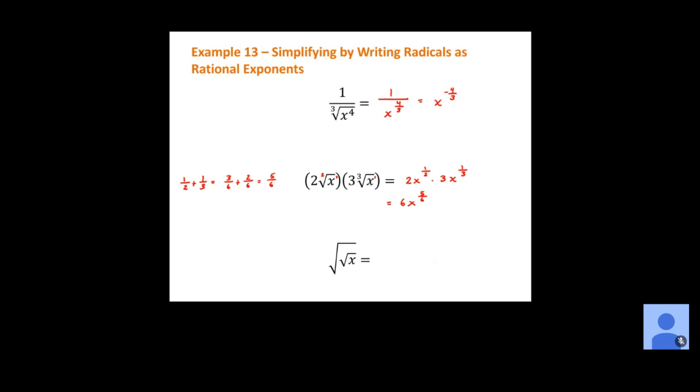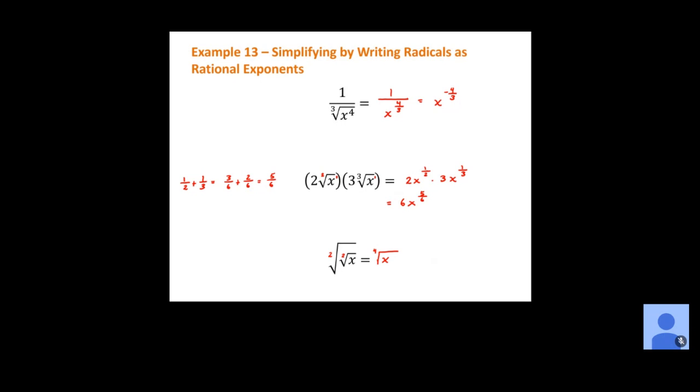And then this last one here, we have a square root of a square root, and remember, one of our properties said that when you have that, we can actually just multiply those indices together. That's going to give us the 4th root of x.